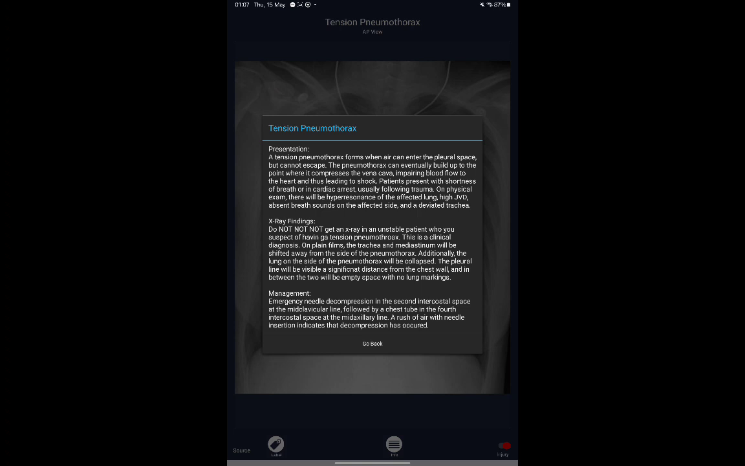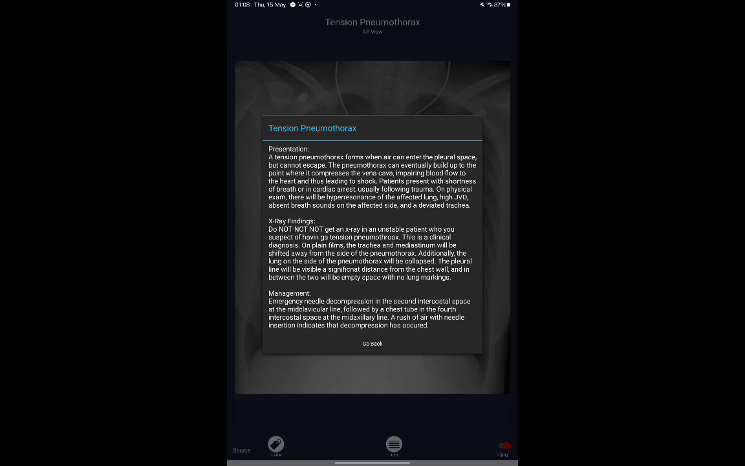X-ray finding: do not get an X-ray in an unstable patient. If the patient can't catch his breath and you ask him to go and do a chest X-ray, this is wrong, because the patient can die while he's doing his chest X-ray, which is fatal.